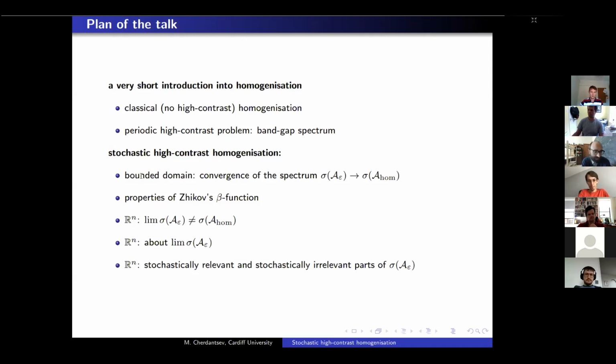I will give some results about the bounded domain, in particular convergence of the spectrum. Then I will talk about the properties of Zhikov's beta function. And in the whole space setting, I will discuss what happens to the limit of the spectrum of the high contrast operators. As you can see from here, the limit of this spectra is not given by the spectrum of the homogenized operator. We will discuss further how we can characterize the limit of the spectra, and I will talk about the stochastically relevant parts of the spectrum of epsilon.